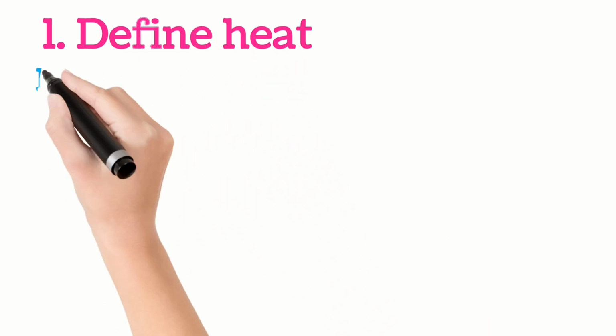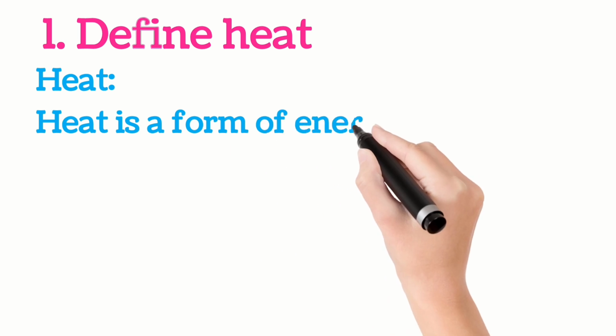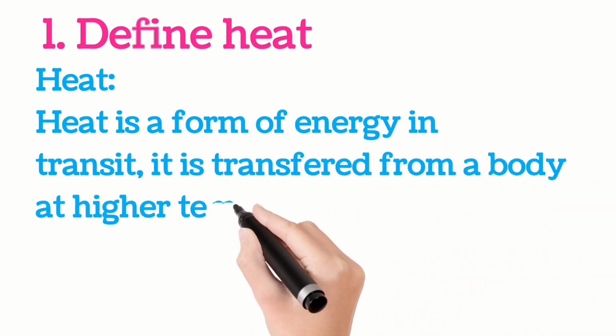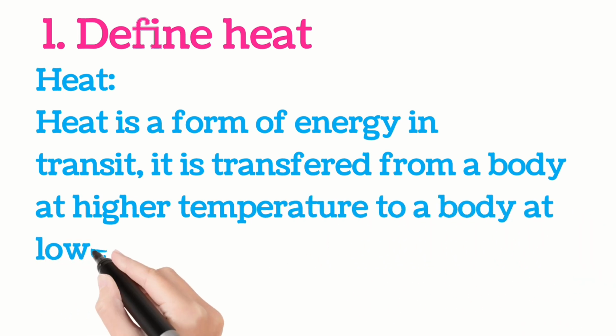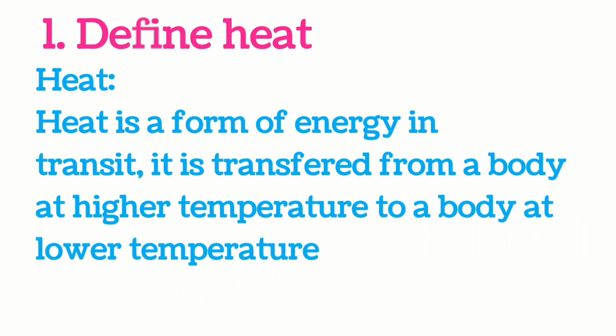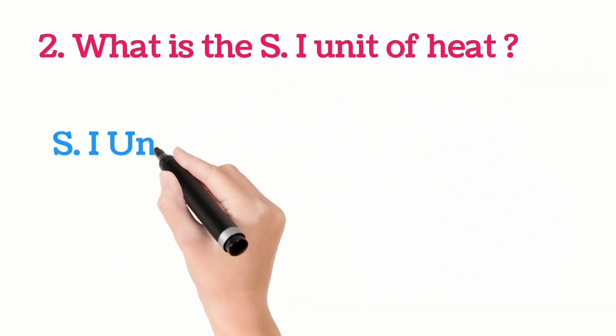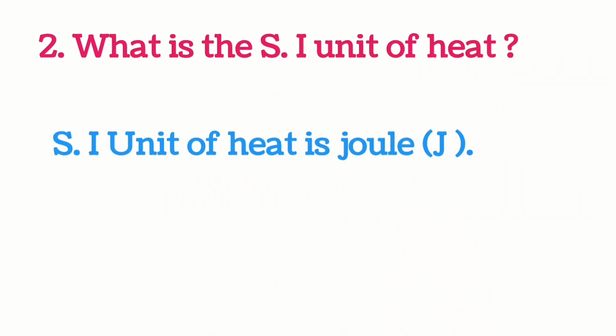Define heat. Heat is a form of energy in transit. It is transferred from a body at higher temperature to a body at lower temperature. What is the SI unit of heat? The SI unit of heat is joule.